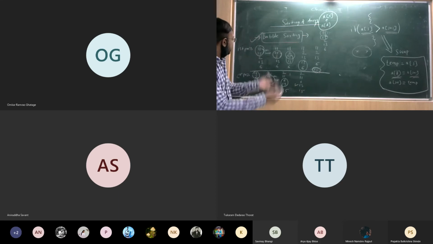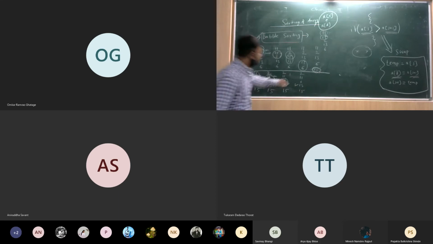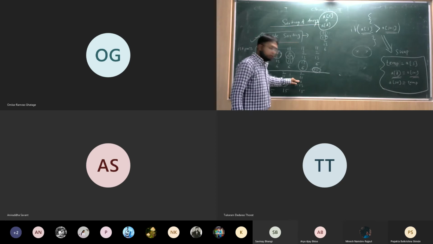Now it will be done by the third pass and the fourth pass. So this will be the third pass. At the third pass, the third position will be occupied.